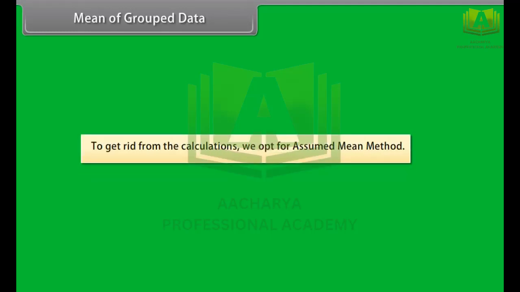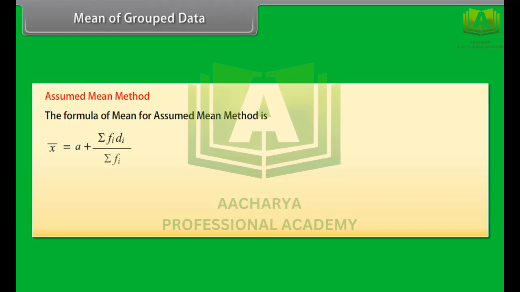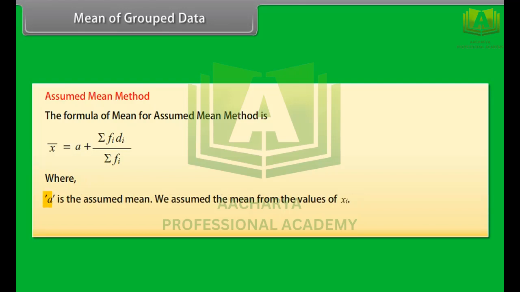This method of finding mean is known as direct method. Mean of grouped data. Sometimes the product of xi and fi becomes too large that this method becomes quite time consuming. To get rid of calculations, we opt for assumed mean method. Assumed mean method. The formula of mean for assumed mean method is assumed mean plus summation of the product of fi and di divided by summation of fi, where a is the assumed mean. We assume the mean from the values of xi. di is equal to xi minus a.